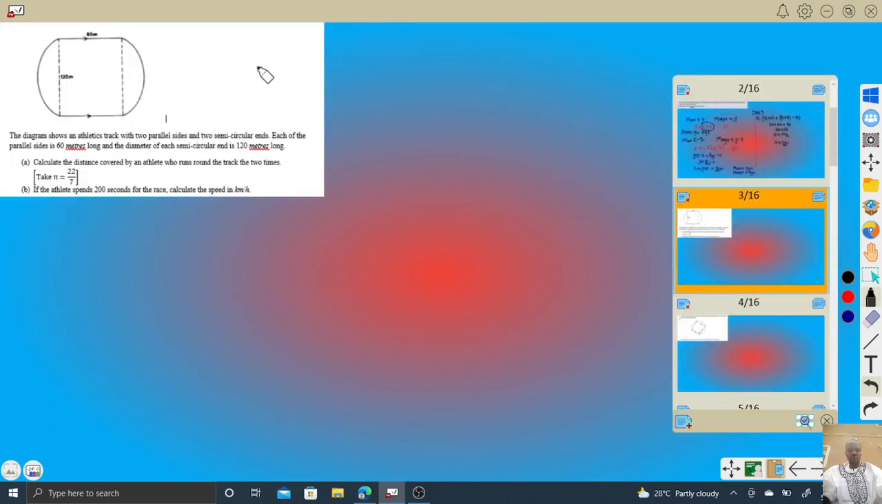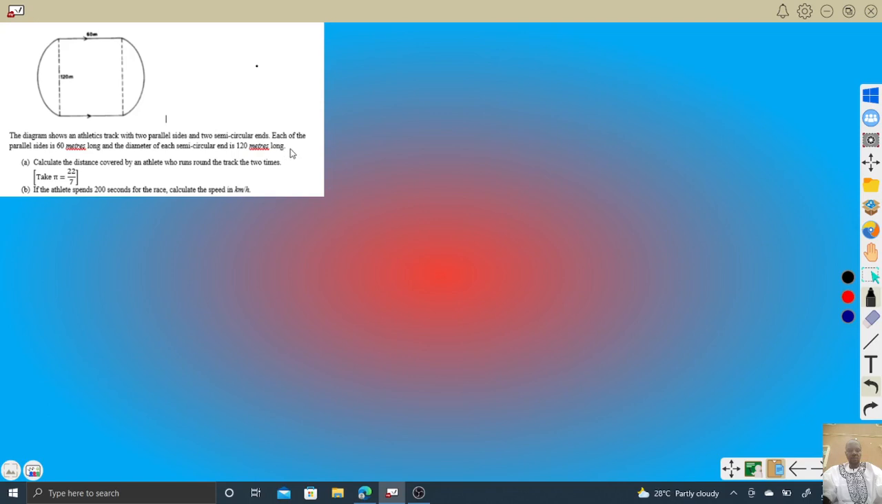Question 3. About question 3, we have a kind of diagram. The diagram shows an athletic track with 2 parallel sides and 2 semicircular sides. Please follow the line of the question. These are 2 parallel sides, and these are semicircles. This is a semicircle, and this is also a semicircle. These are 2 parallel sides. You are not told that this is a rectangle or anything.